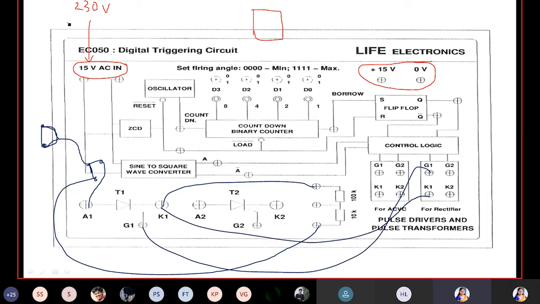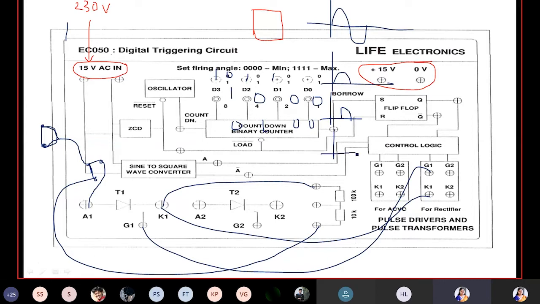Then when you switch on the power supply and change the values, initially you can keep the switches in the 0000 position. Then you will observe a completely sinusoidal waveform, since the supply is sinusoidal. You'll get a waveform like this. When you change the binary count to 1000, you will get a waveform like this, at 90 degree. When it is 0100, you will get a waveform like this.